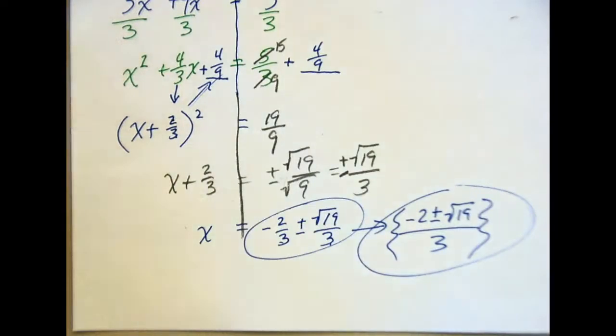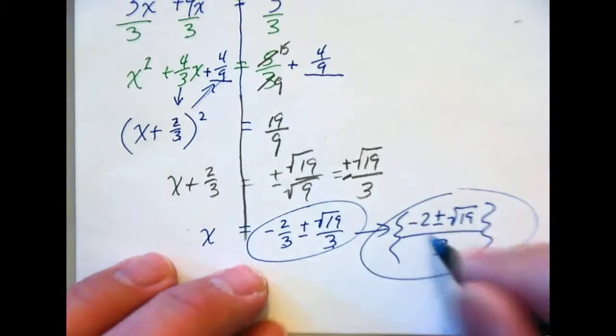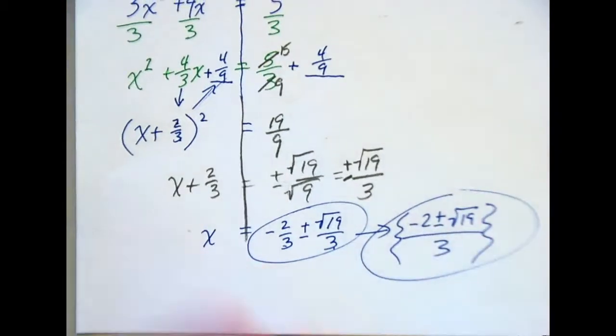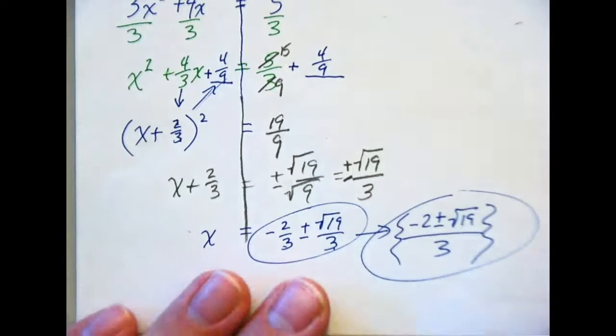I know, pure excitement. It's true. That's the answer. Over 3. Well, you can't divide this out, right? We'd have to round it because it's irrational.